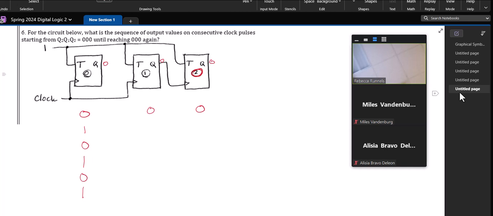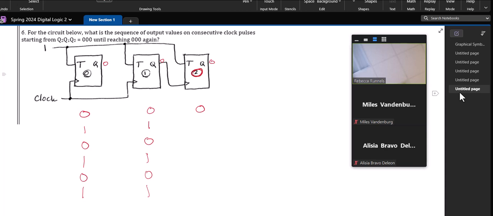Now the next T flip-flop, we see that its input is also 1. And so it will also toggle from whatever it is. So it would be 1, 0, 1, 0, 1. And then we look at flip-flop 2, and we see that it also has the input of 1, so there must be something different. And we see, though, hey, this is kind of weird.